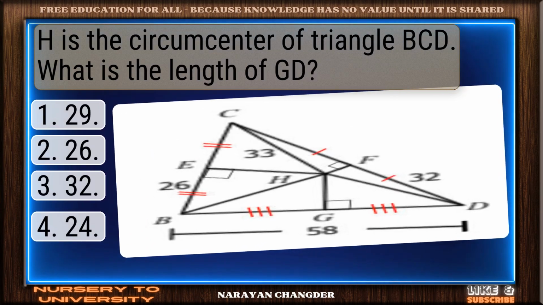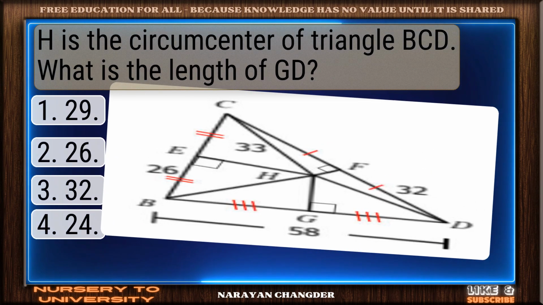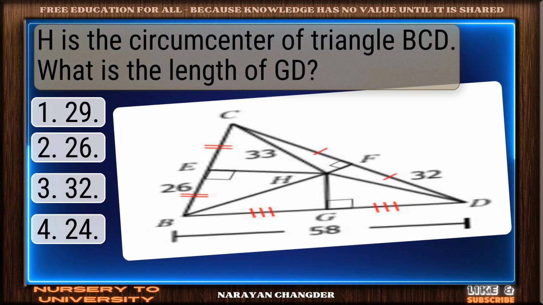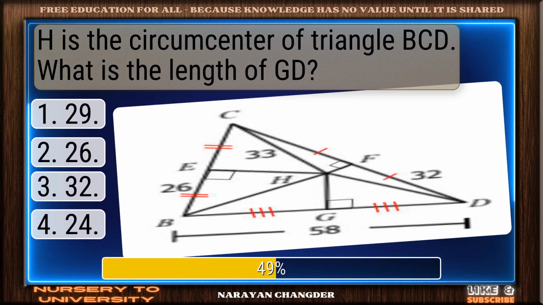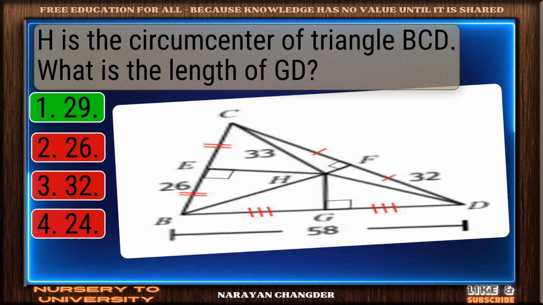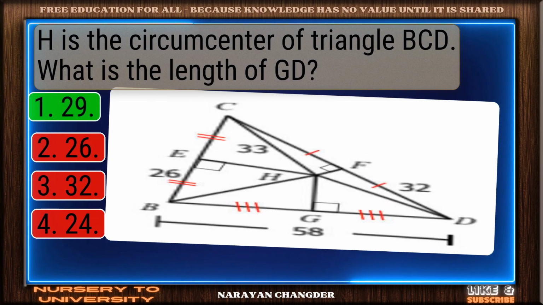Question number 6. H is the circumcenter of triangle ABC. What is the length of GD? Bravo. 29 is the answer.